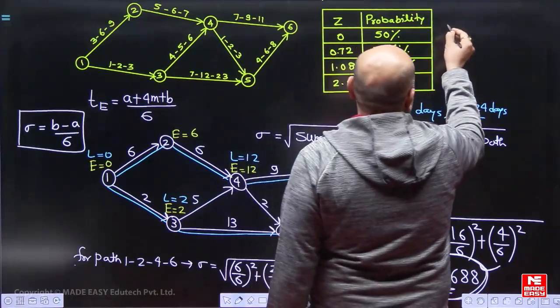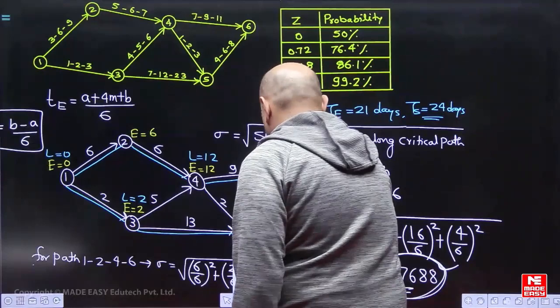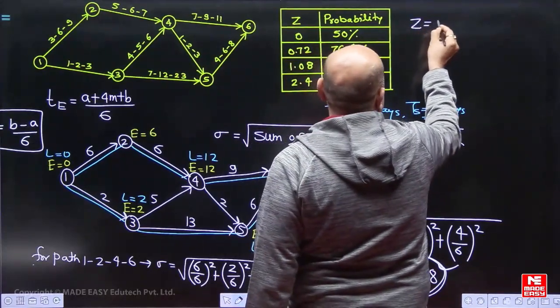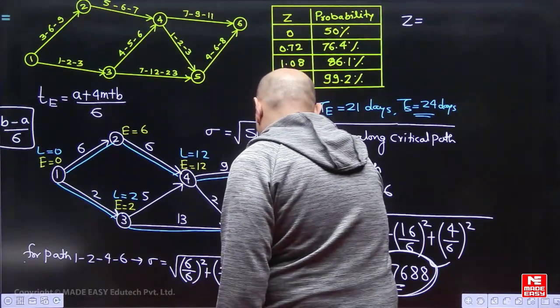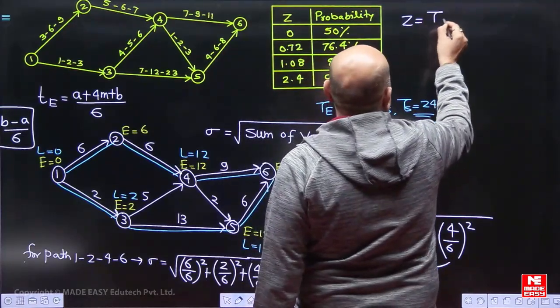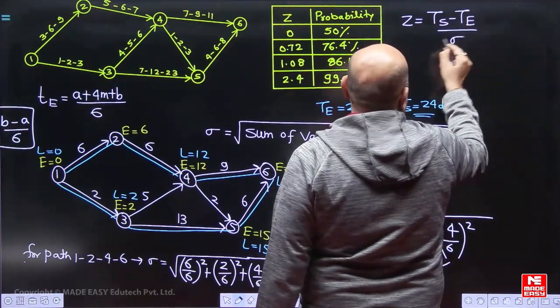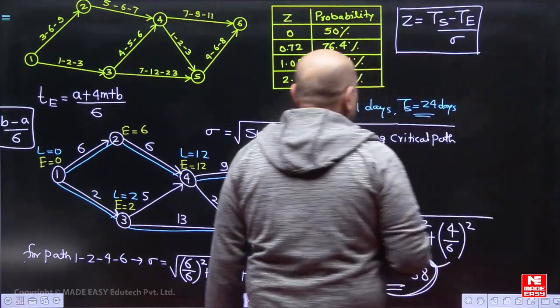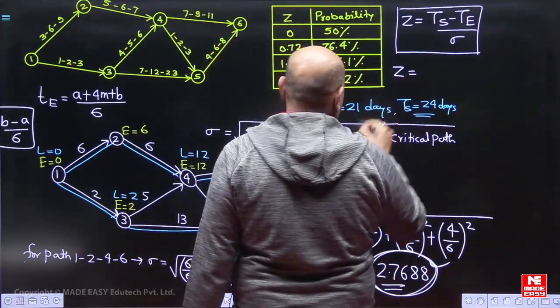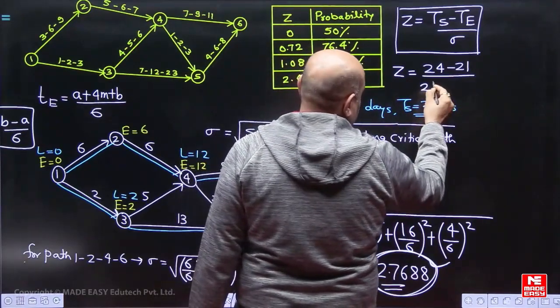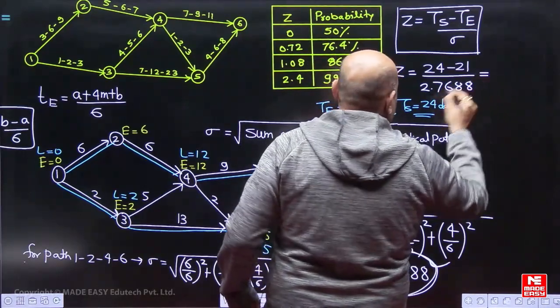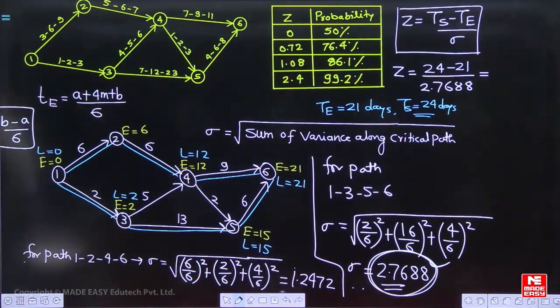See, z is given by z. We'll find out z, and based upon that we will get the solution. Z is 24 minus 21 divided by sigma, we'll take 2.8. Do remember, maximum one, 2.7688. So calculating that, 24 minus 21 divided by 2.7688.